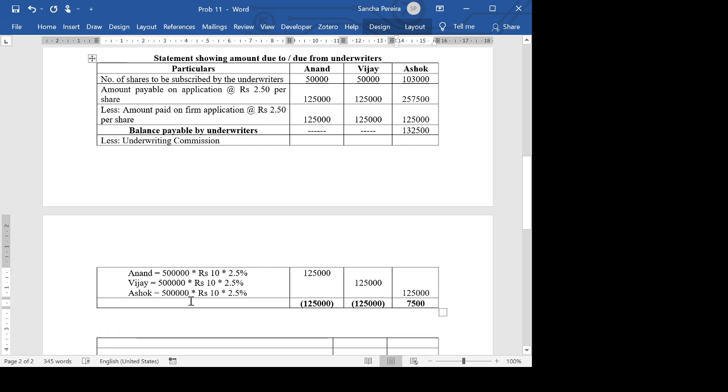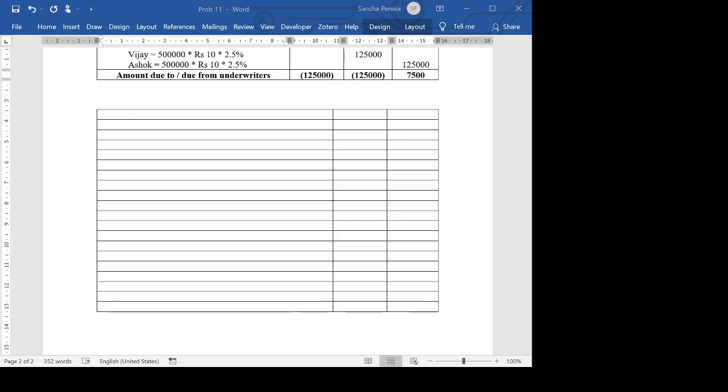Okay, and we call this amount due to slash due from underwriters. Any questions, students? Okay, so now we are going to move on to the journal entries.